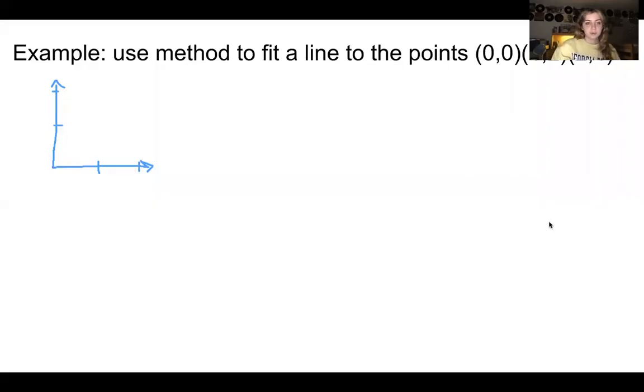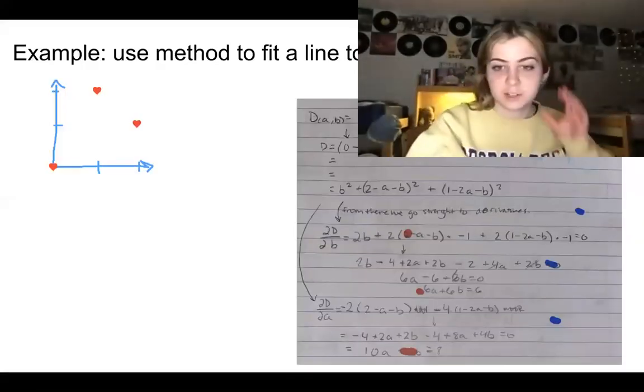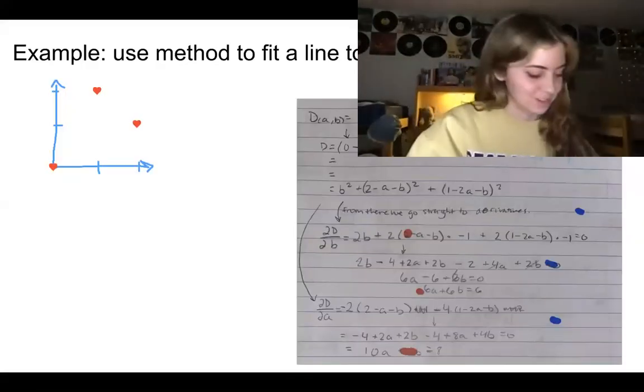So for this example, we're going to try to use the method of least squares to fit the best fitting line through the points 0, 0, which I'm going to graph here. Oh, sorry, I'm going to graph here. 1, 2, and 2, 1. So that's roughly what it should look like, and now let's figure out how to calculate it. I just attached a picture of my work here because writing on Zoom is really hard.